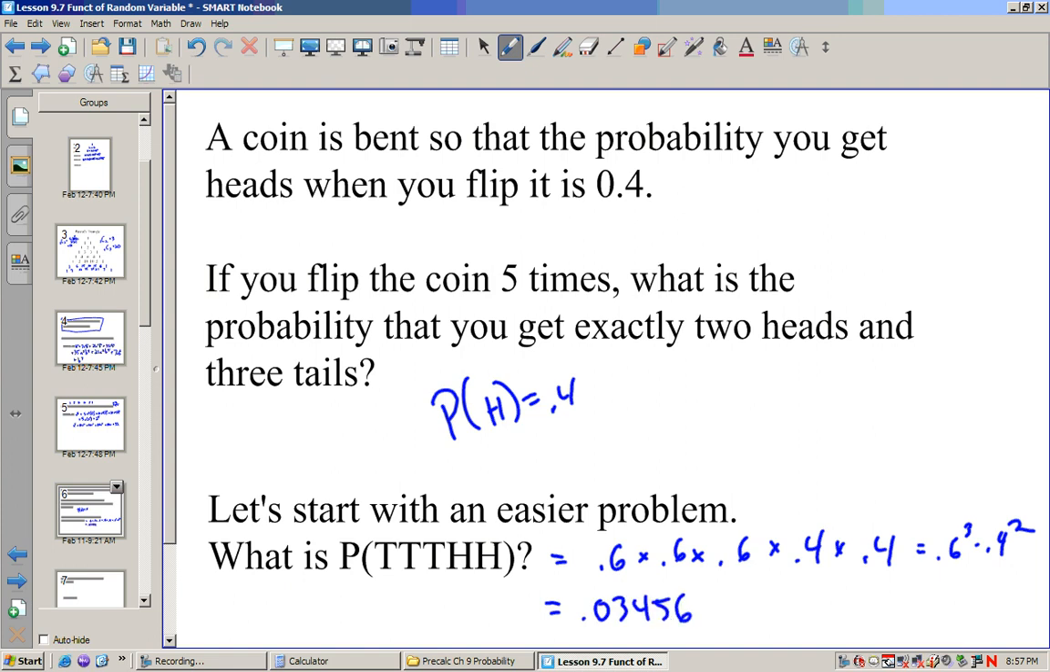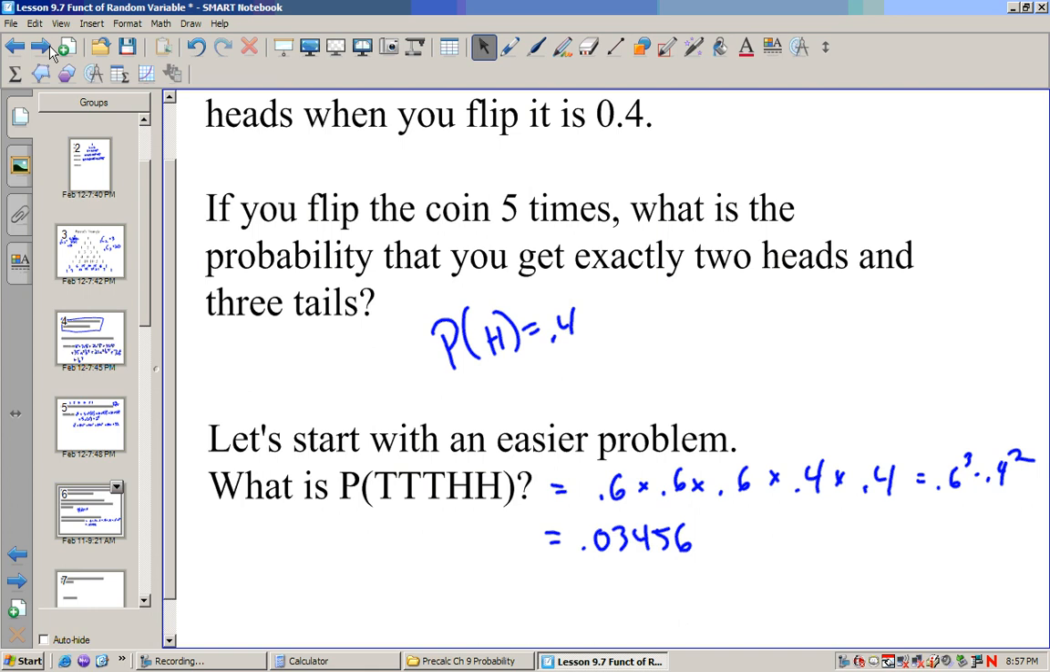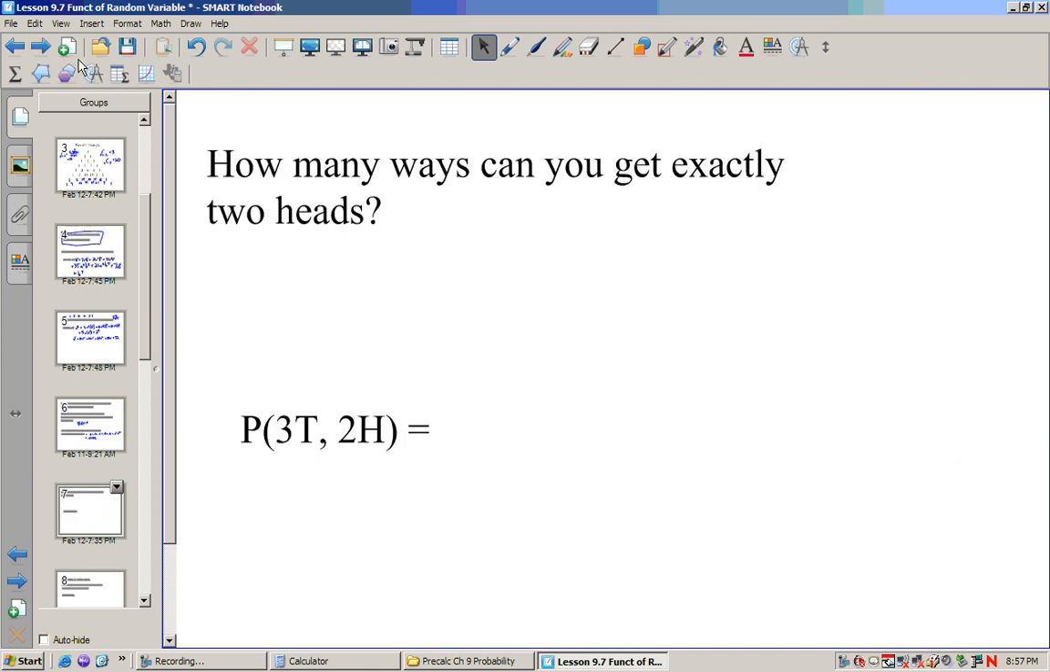0.03456. Now that's just if it's tails, tails, tails, heads, heads. So now we'll use that, and let's think about the bigger problem. How many ways can I get 2 tails and 3 heads? Well, we have to think about how many different ways I can get tails, tails, tails, heads, heads, or 3 tails and 2 heads.